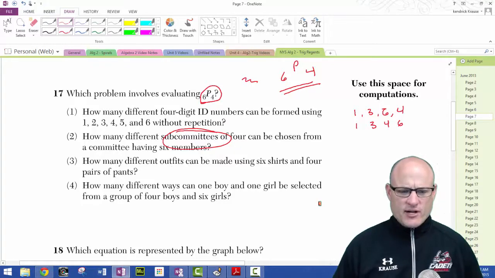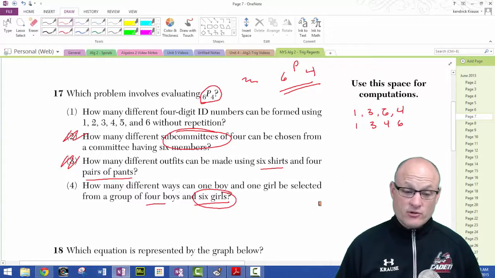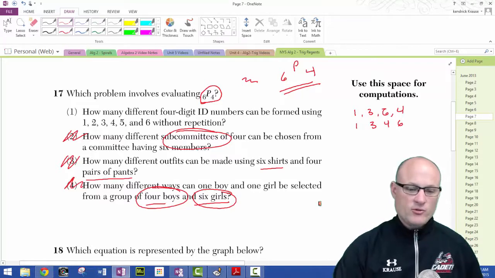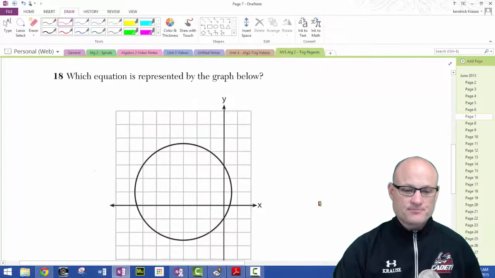How many different outfits can be made using 6 shirts and 4 pairs of pants? Well, you're not going to take 6 shirts and pick 4 pants. That doesn't even make any sense. And how many different ways can 1 boy and 1 girl be selected from a group of 4 boys and 6 girls? Well, does that mean we're going to have 6 girls, and from those 6 girls, we're going to choose 4 boys? Doesn't make any sense. So choice 1 is the only right answer.